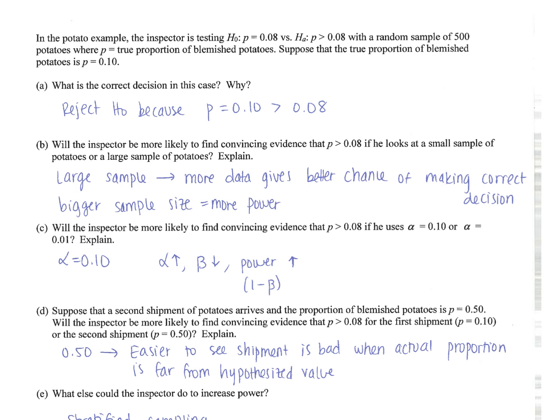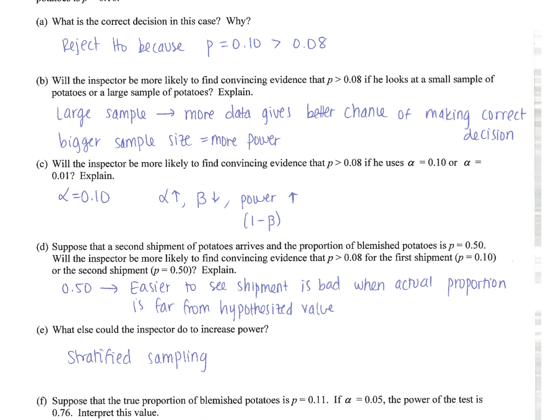So if we take a bigger sample, we're going to have higher power. Because we talked about, you have more data, you're more likely to make the correct decision. The bigger alpha will give us a higher power. And that's because if we increase the likelihood of a type 1 error, it will decrease the likelihood of a type 2 error. And then power is 1 subtract type 2. In part D, the bigger difference will make it easier to see a difference. So if we are looking for a difference between 0.5 and 0.08, it's going to be much easier to find a difference between those two than it will be between 0.08 and 0.1.